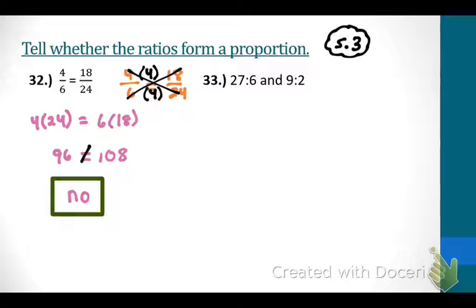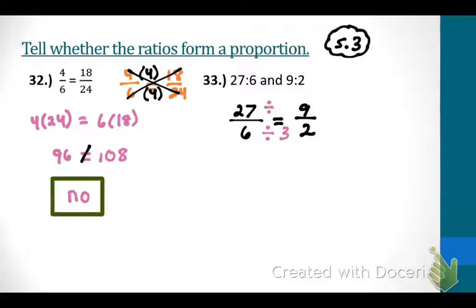27 to 6 and 9 to 2. The first thing you want to do is make these into fractions. Does 27 over 6 equal 9 over 2? Let's see if we can find a missing link. This right here, how would I get from a 6 to a 2? Divide by 3, because 6 divided by 3 equals 2.